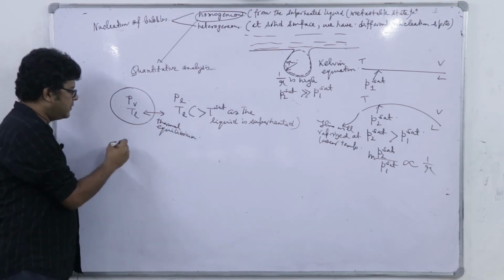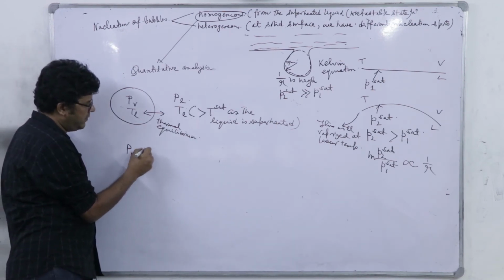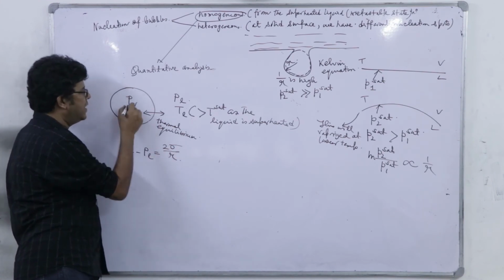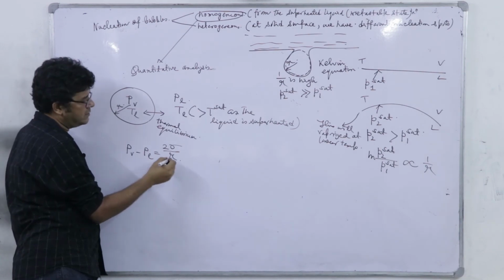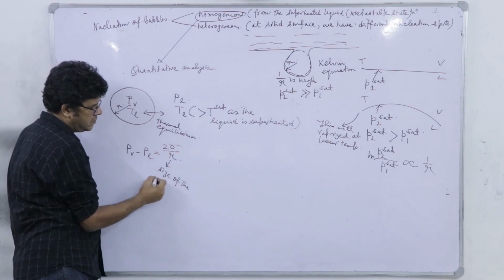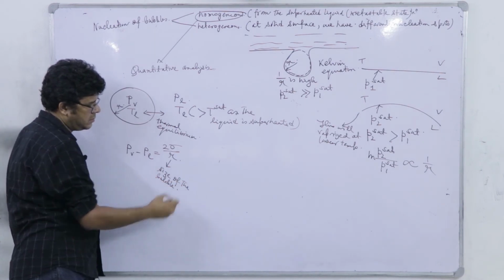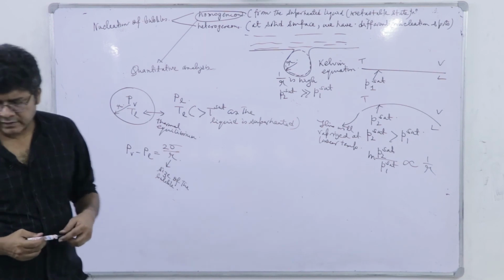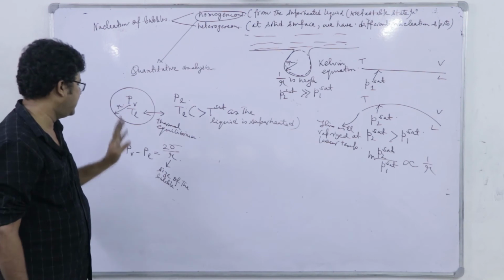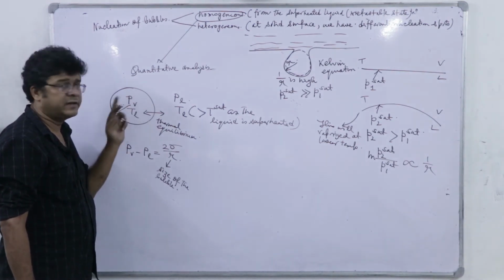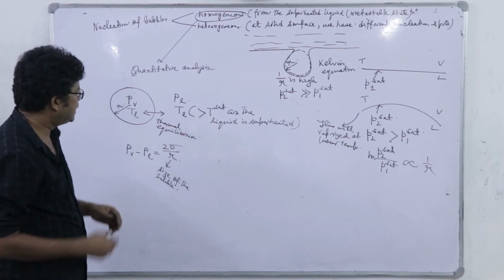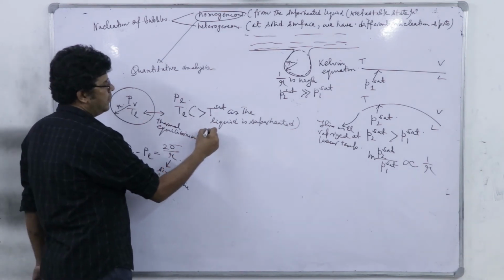Now, from the surface tension we know that PV minus PL for a spherical drop is 2 sigma divided by r, where r is the radius, the size of the bubble. This sigma is the interfacial tension, PV is the pressure internal to that bubble, and PL is the pressure of the liquid.